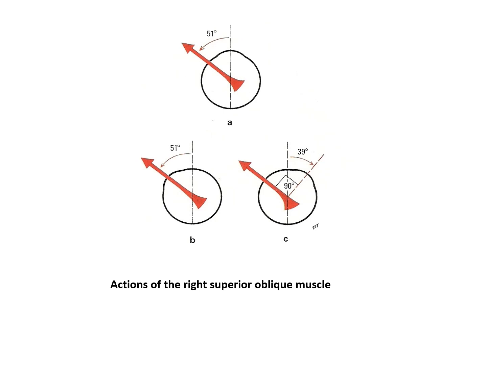depression of the eyeball. But when the eye is in abducted position about 39 degrees, this muscle forms an angle of 90 degrees with the anterior posterior axis. So the only function is intorsion of the eyeball.